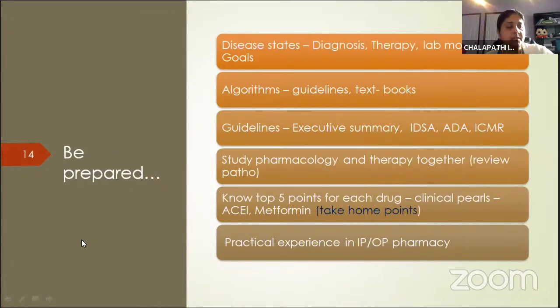And also the practical experience. So most of the students don't like to spend time in outpatient pharmacies, but outpatient pharmacy, inpatient pharmacy, the more time you spend, you will have a practical experience. A good pharmacist is one who knows what is happening at all levels. It's not sufficient if you have a clinical knowledge, but you need to know, is the drug available? What is the cost of the drug? What are the dosage forms that they're available in? If you don't know all this, it becomes very difficult and incomplete for you to manage a case.